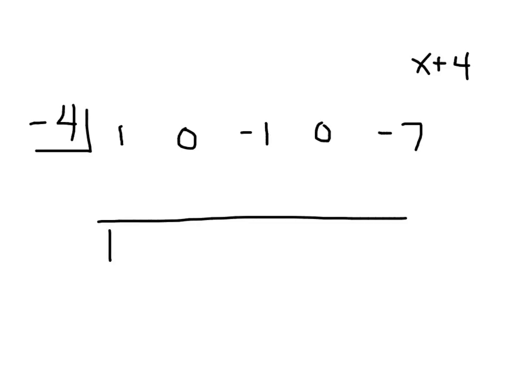Drop the first one. Then what? Times it. Negative 4 times 1. I insert it underneath the next one. Then I add. What's 0 plus negative 4? Then I repeat until I get all the way to the end. What's negative 4 times negative 4? 16. What's 16 minus 1?